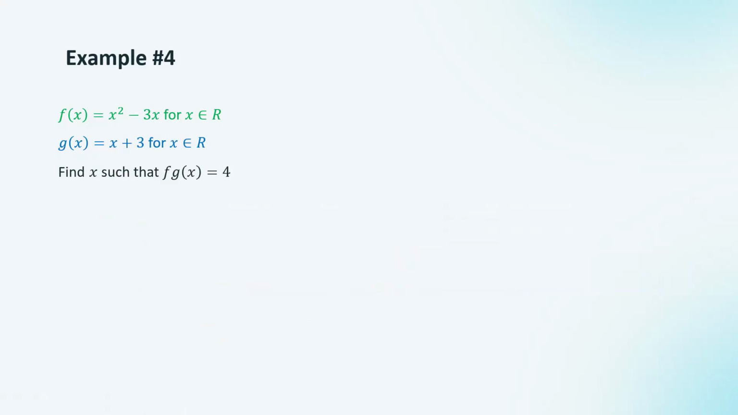Right. Now, next example. Now we know that f of x is equal to x squared minus 3x defined for any real x values, and g of x is equal to x plus 3 defined for any real x values. And now we have to find x such that f(g(x)) is equal to 4. So in this case, we have to find the x. But again, first we have to find the expression of the composite function.